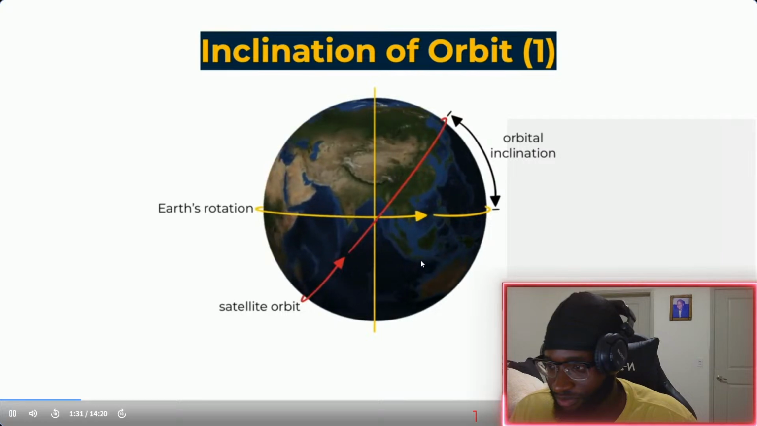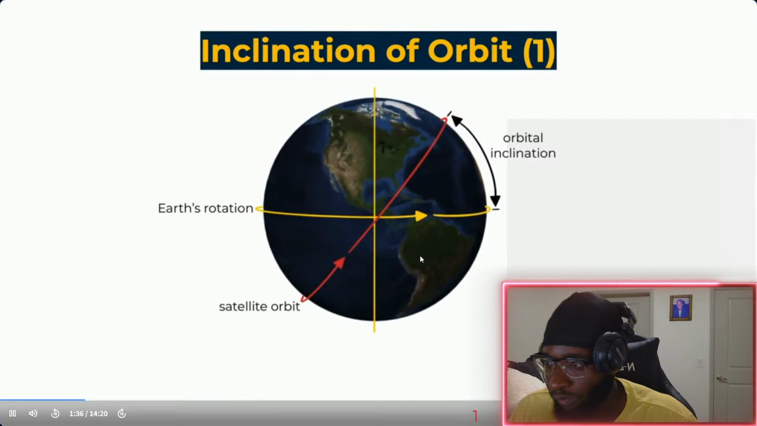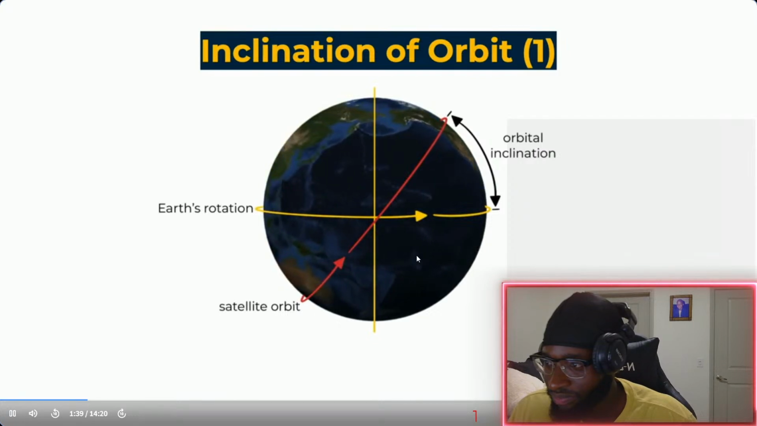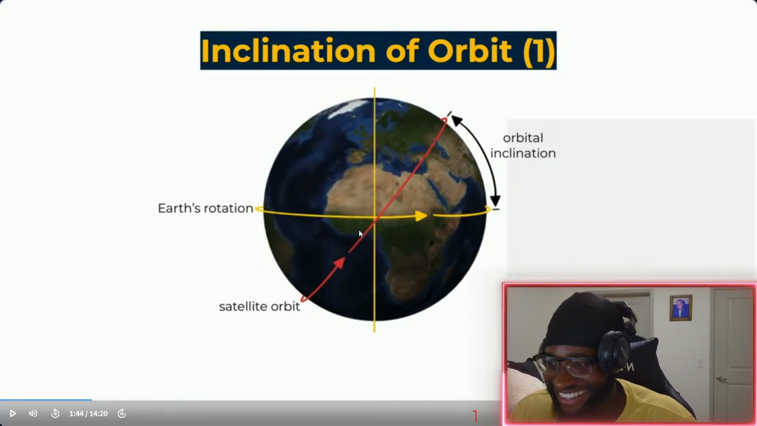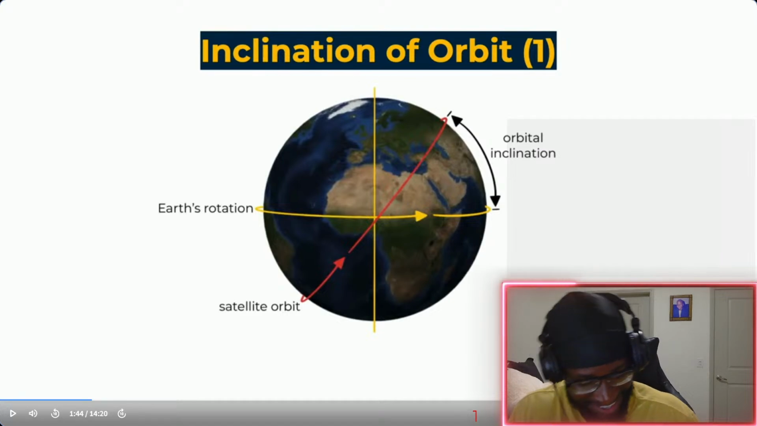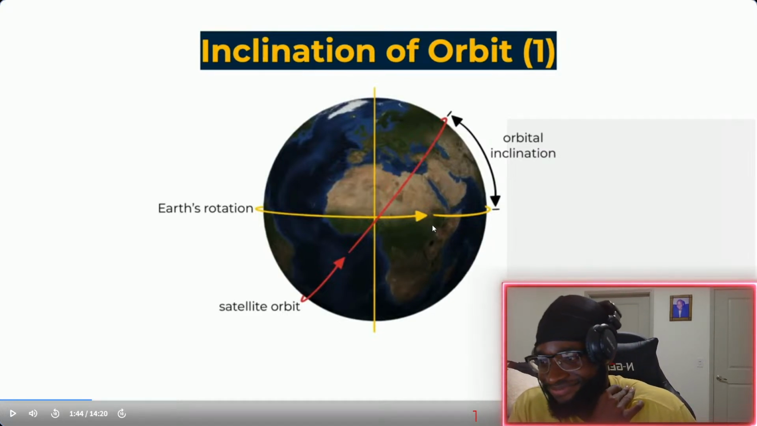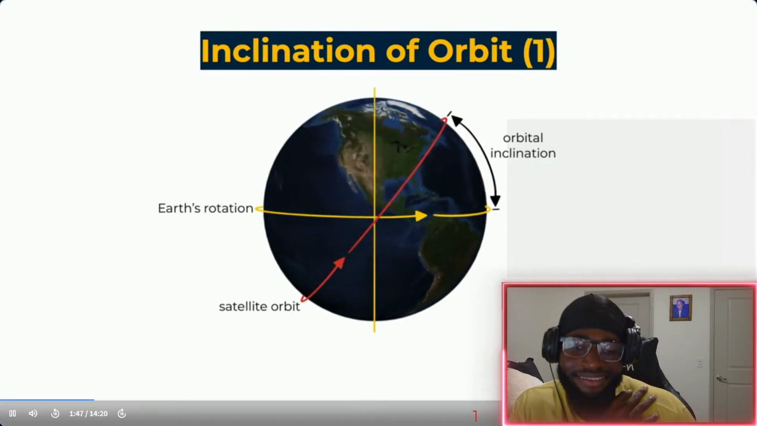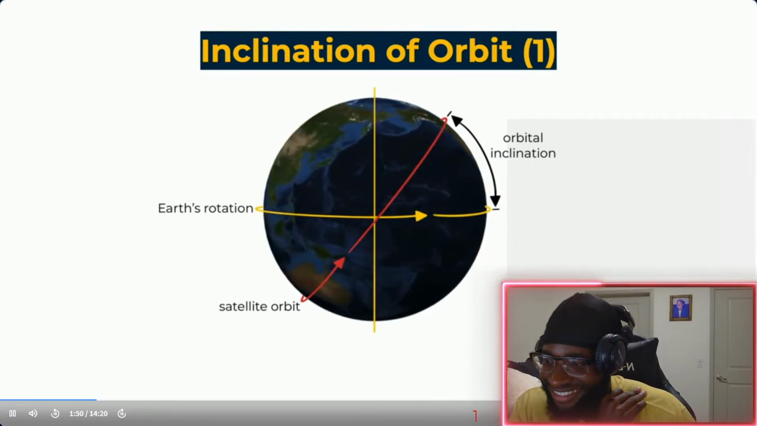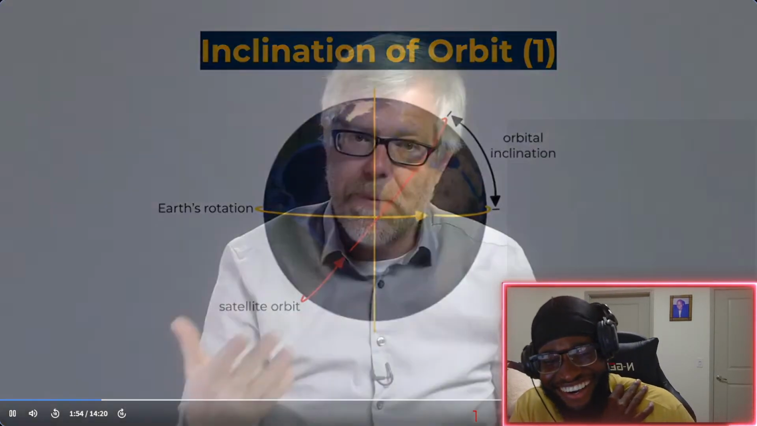An orbit is the inclination of the orbit. The inclination of the orbit is the angle between the satellite's orbit as it goes through the equator. So as it's going from south to north, it makes an angle with respect to the equator, and that angle is the orbit's inclination.